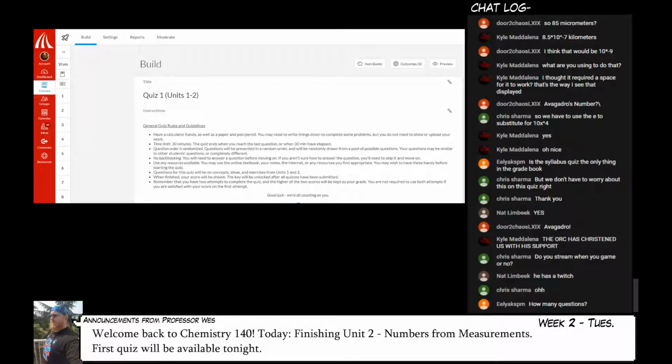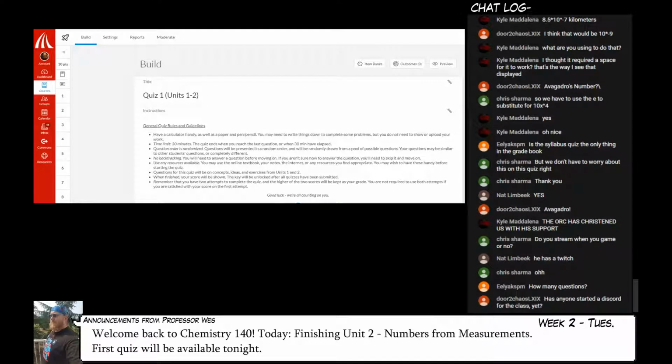Unlike the syllabus orientation thing, you cannot backtrack on this quiz, or any of the quizzes. So you're going to be given a question, and if you know the answer, great, type it in, solve the answer, whatever. If you don't know the answer, then you have to push next, and you have to go to the next question. After 30 minutes, the quiz does shut down.